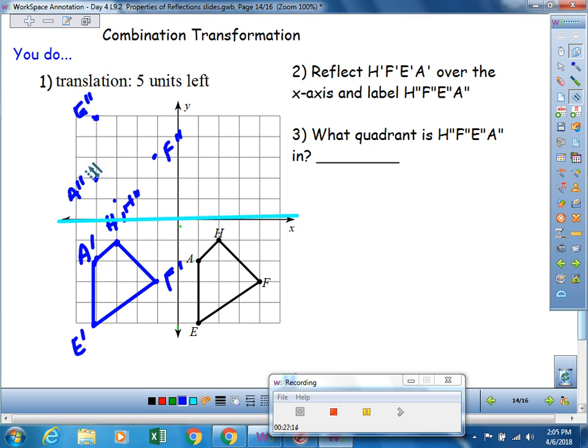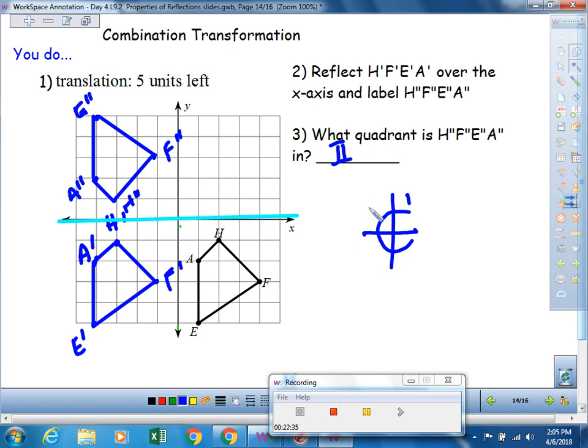Hey, any questions? Oh, what quadrant is this? 2. Remember, this is in quadrant 2. Remember, it's a C, right? You start, this is start 1, 2, 3, and 4. Yeah, it's Roman numerals. Because that's just the standard.